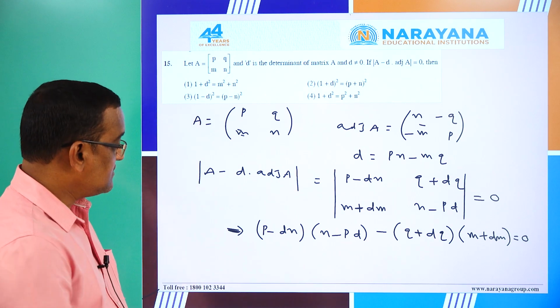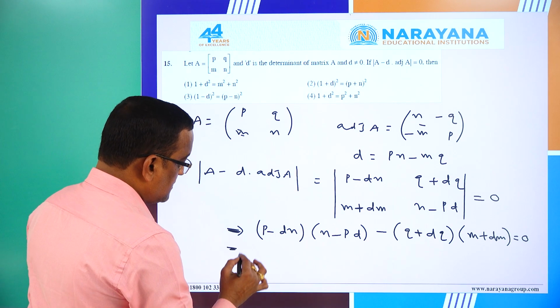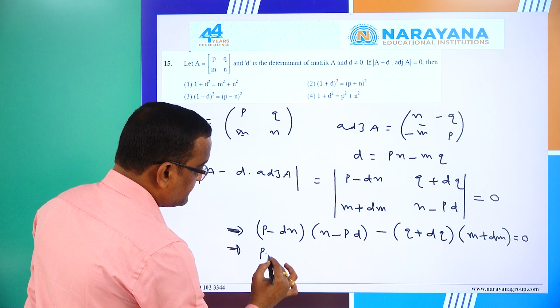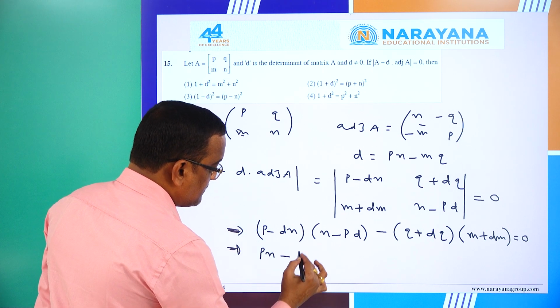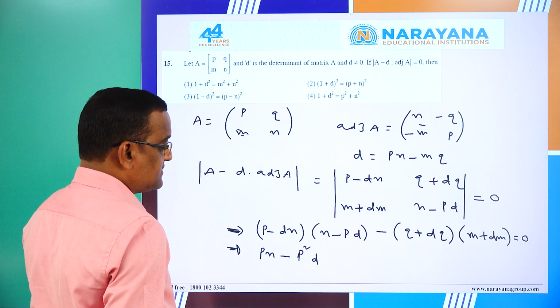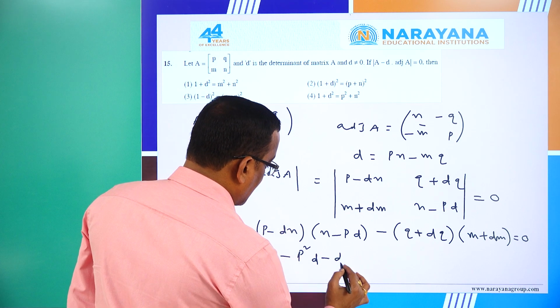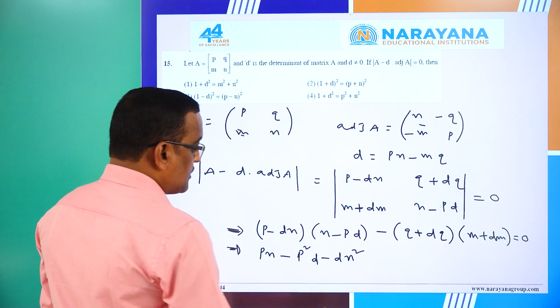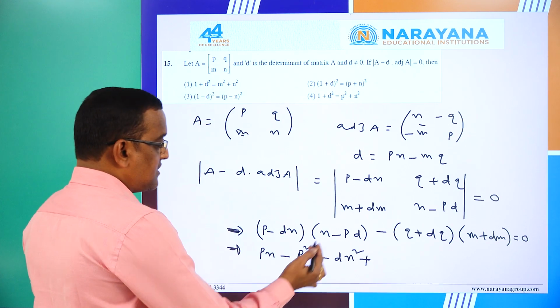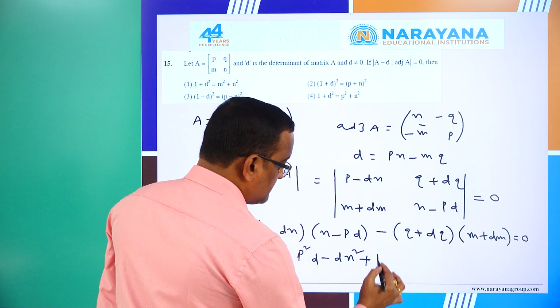And simplify this. Multiply these two. Pn minus P square D, minus Dn square, plus Pn D square.